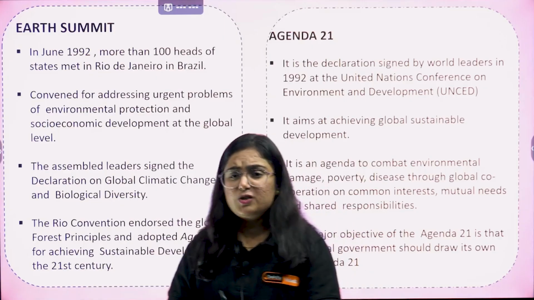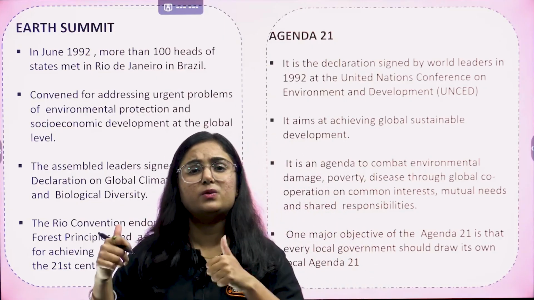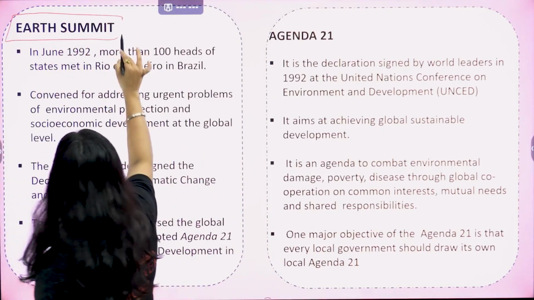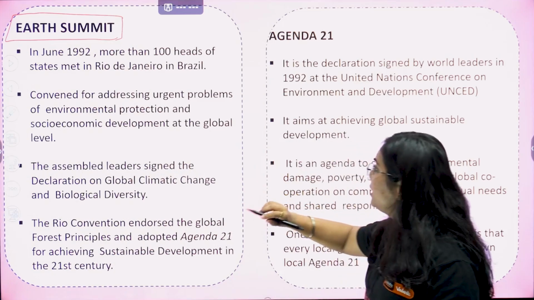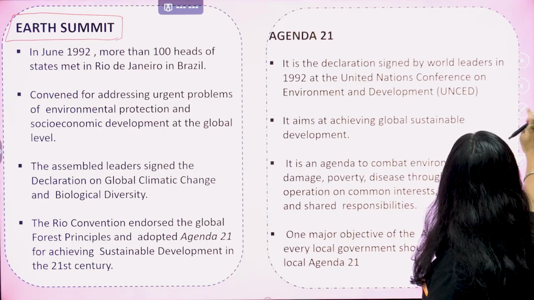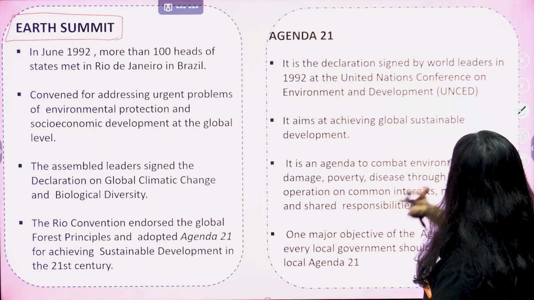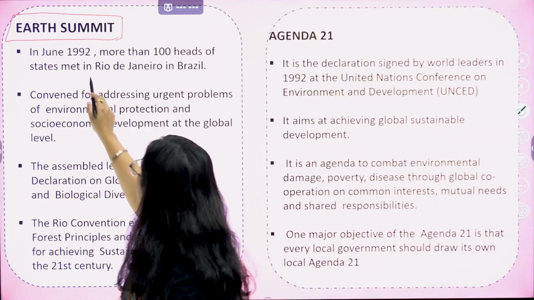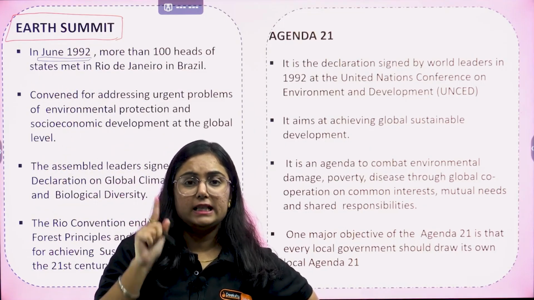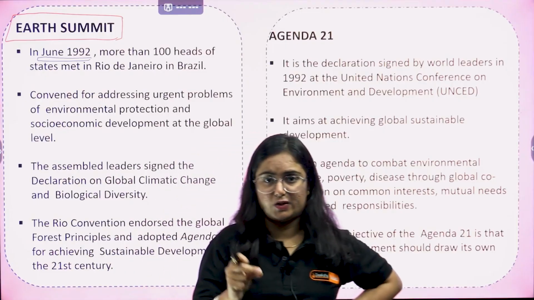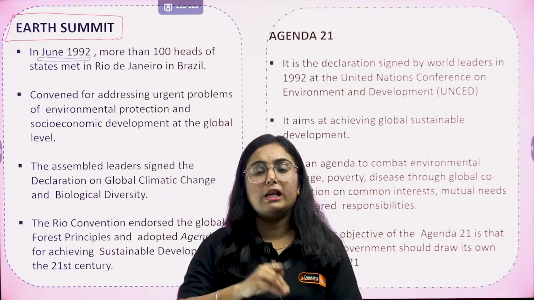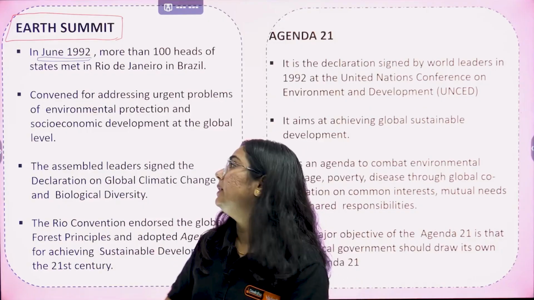Okay, many such meetings have taken place, but this one is very important, I want to tell you: the Earth Summit. Pay attention, it is known as the Earth Summit. This was the first such summit organized by our global leaders. It was in June 1992, I hope you know this, when more than 100 states, heads of the states, came together, and the issue was only one, that we need to look at environmental degradation.